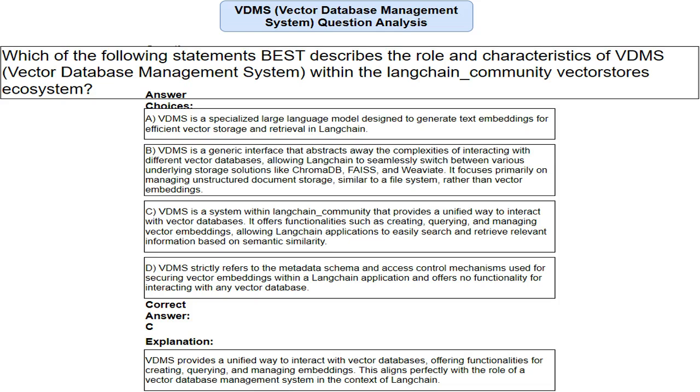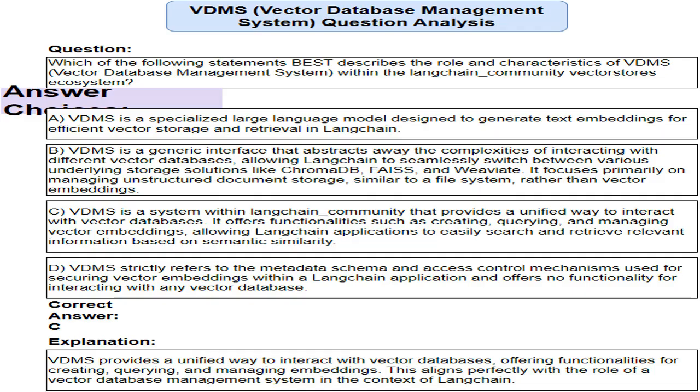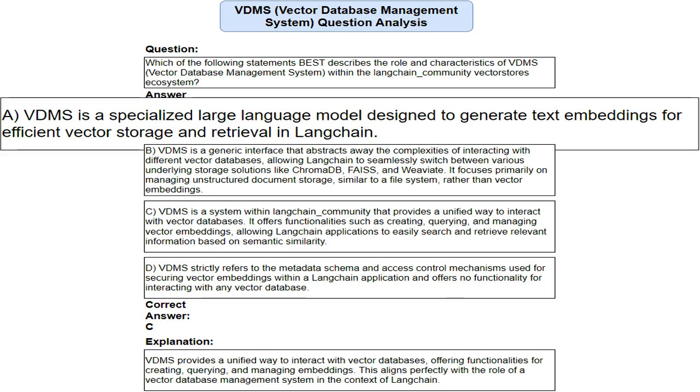This line presents the quiz question which we need to answer. It wants the best description of the role and characteristics of VDMS within the LangChain ecosystem. These are the possible answers. We'll examine each choice to determine the best option. It's like being presented with a menu and deciding which dish is the most satisfying. This is answer choice A. The choice proposes that VDMS is a specialized large language model that generates text embeddings.